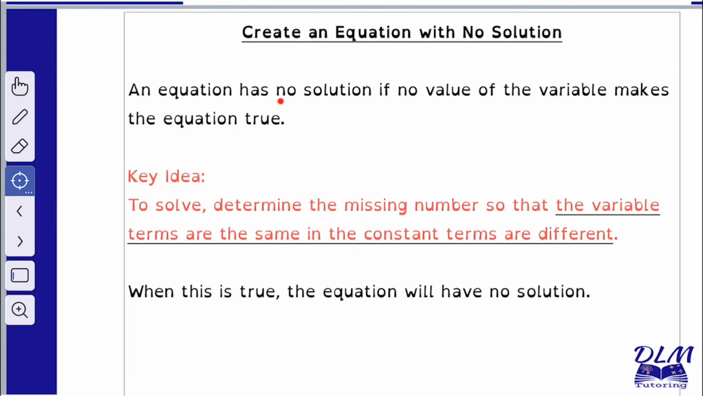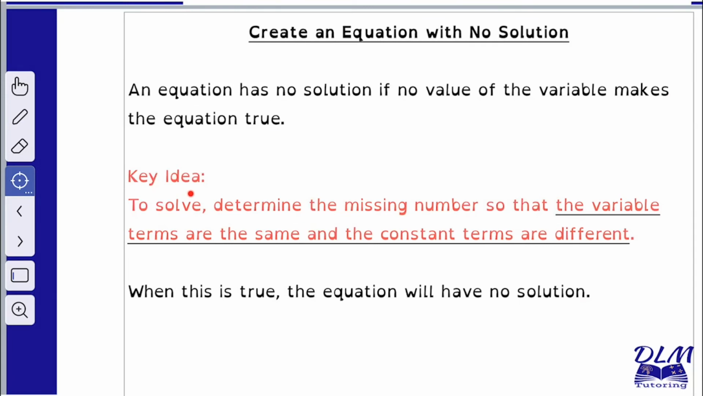An equation has no solution if no value of the variable makes the equation true. The key idea: to solve, determine the missing number so that the variable terms are the same and the constant terms are different. When this is true, the equation will have no solution.